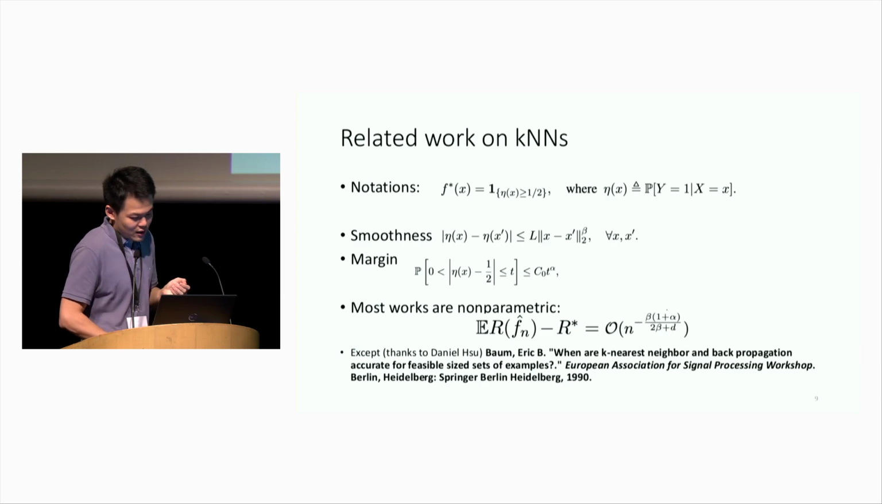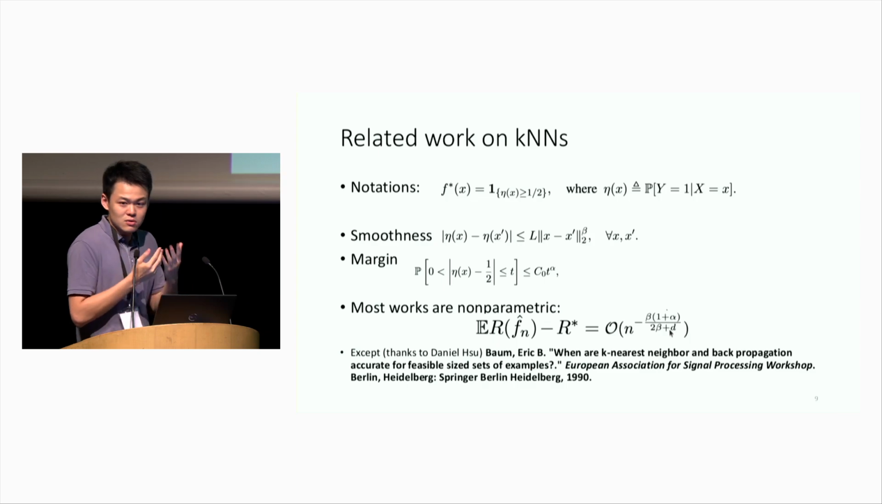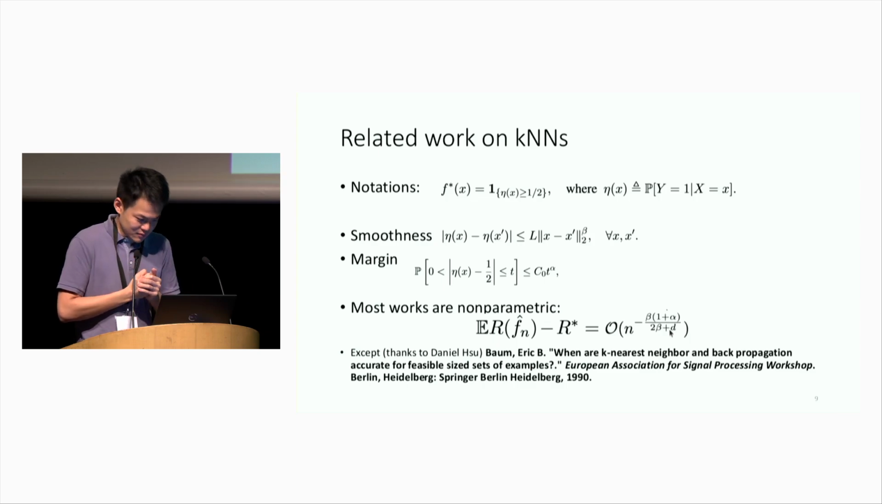But in the end, we have a dimension d here in the exponent. So this means this rate will predict that we suffer from the curse of dimension.